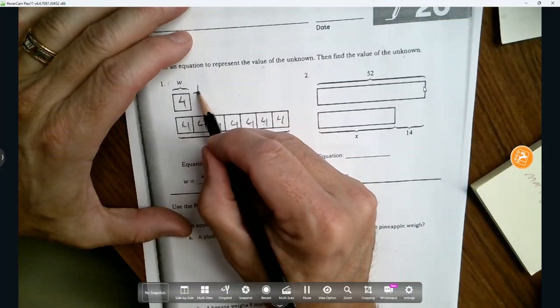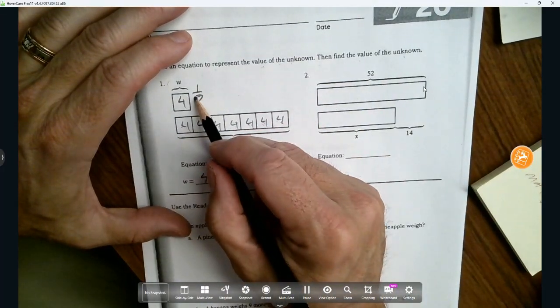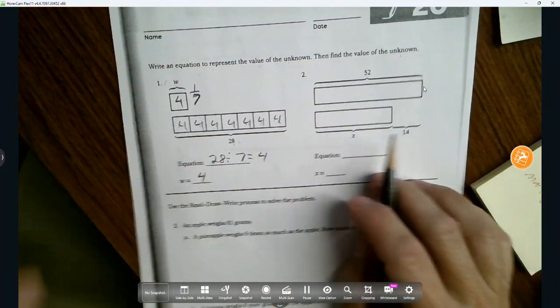So this is technically 1/7, right? Because there's 7 pieces, and that's one of them. 1/7. We don't need to know that yet, but a little bit of fractions never hurt anybody.